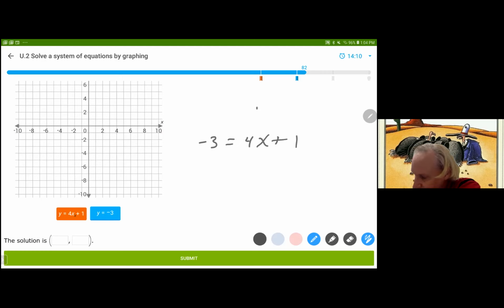So let's graph 1. Oops, come on. Can't see it. Oh, there it is, 1. Has a slope of 4. That's up 4 over 1, and we're done. And then y equals -3, so we're looking at this one. And our solution is at 1, -3.